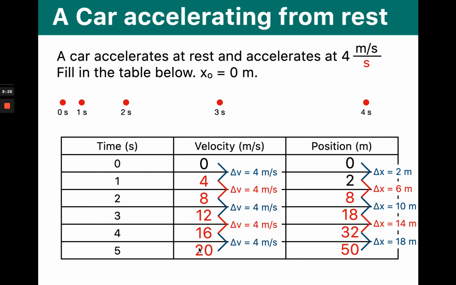Now, the relationship that Galileo realized is that it follows the squares. So 2 meters, 1 squared times 2, 2 squared times 2, right? 2 squared is 4, 4 times 2 is 8, 3 squared is 9, 9 times 2 is 18, 4 squared is 16, 16 times 2 is 32, and 5 seconds squared times 2 is 50, right? Galileo noticed this relationship. Now, we've got to be careful here.